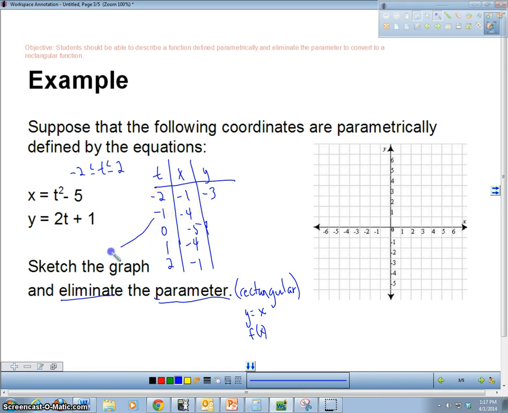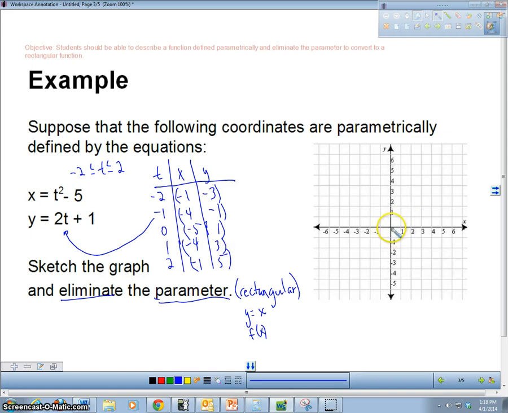So again, I'm plugging this in here. Negative 1 in here is going to be negative 1. 0 in here is going to give me positive 1. 1 in here is going to give me 3. And 2 in here is going to give me 5. All right, now these are the coordinates of my points for those times. So I'm going to go ahead and plot all of these points and put those together.